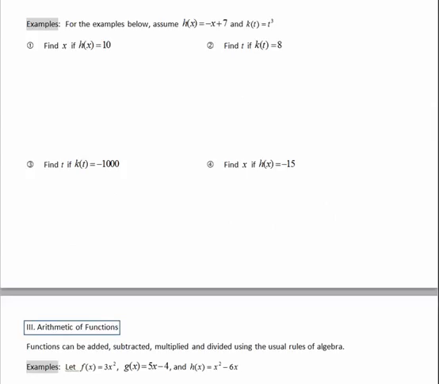We'll try this again with a couple of new functions. This time h of x is equal to the opposite of x plus 7, and k of t is equal to t cubed. I'd like to find x this time. Find x if h of x equals 10. Notice I'm giving you the opposite type of information. I was before giving you the x value and asking you to find the outputs. Now I'm giving you the output and asking for the inputs. So if h of x is equal to 10, I'm going to replace the h of x itself with a 10.